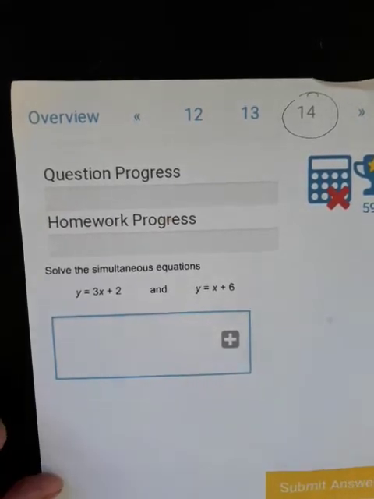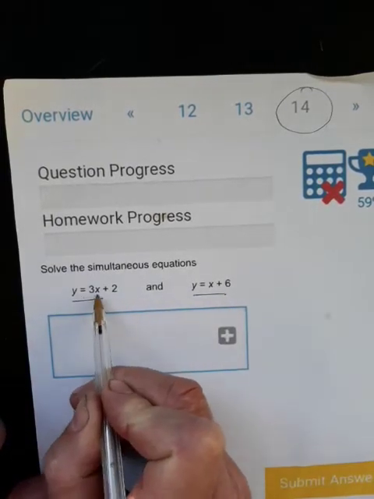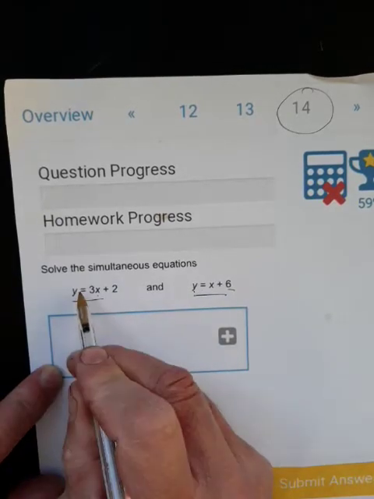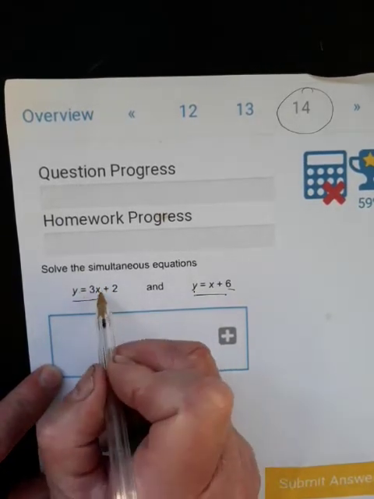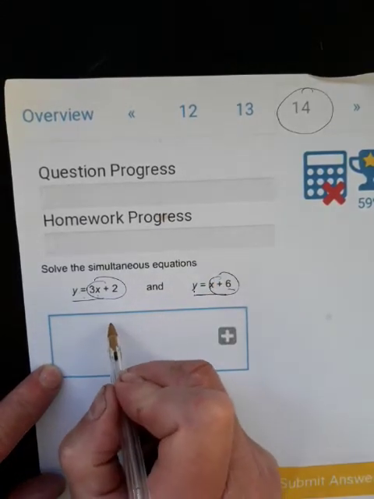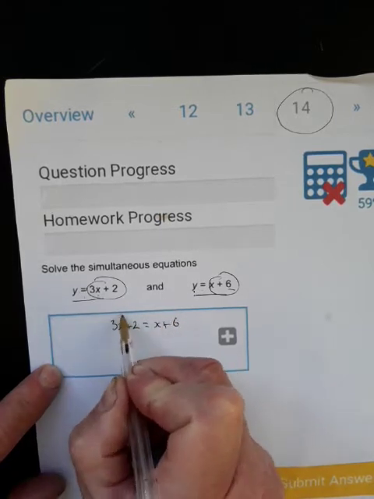Okay, so if you've watched that, you should know I've got two rules for working out y. y is equal to 3x plus 2, and y is equal to x plus 6. So I know that y and that y are the same, so the ways of working it out must be equal to each other. So 3x plus 2 must be equal to x plus 6.